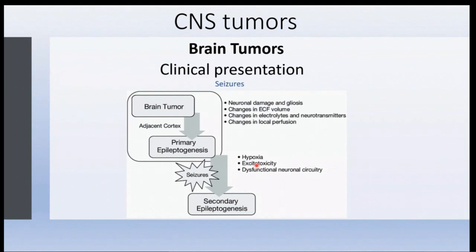The last thing is seizures, and this is usually generalized tonic seizures. Sometimes it is partial seizures, and the reason why these patients get seizures is direct compression on the nerve, and the neurons get damaged, and the gliosis. There's a theory about the change in the extracellular volume because of the compression, change in the electrolytes and the neurotransmitters, and local perfusion, that's to say ischemia, hypoxia, and toxicity. And as you all know, a failure to control seizures can result in further seizures and secondary epileptogenic foci.